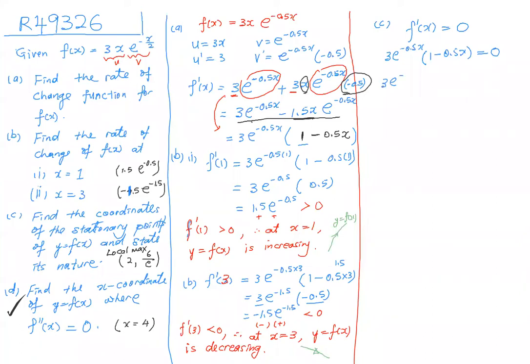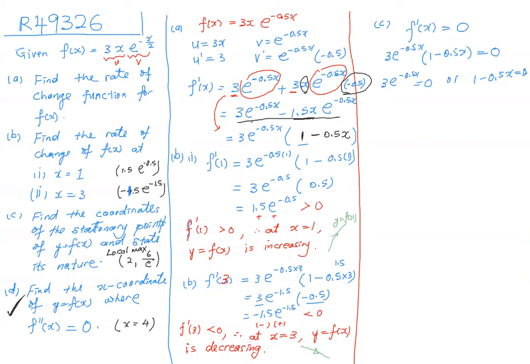No, you are not supposed to do it like that when you want to solve. Always remember, if you want to solve an equation, never divide by the other factor, because if you do, you will lose one of your roots. You should write 3e to the power of negative 0.5x equal to 0, or another factor equal to 0. Are you clear? Never divide.